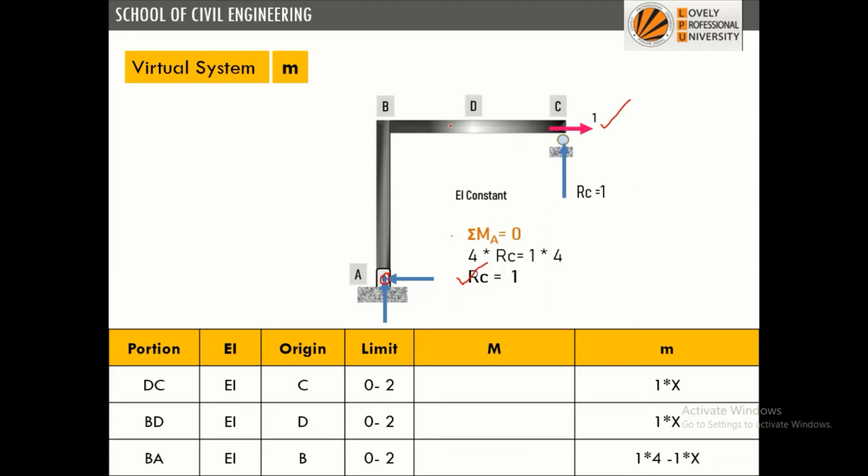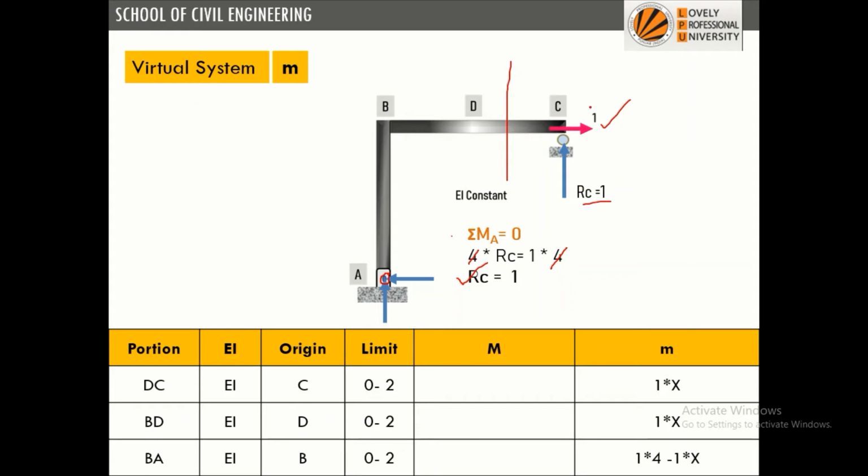It is 2 plus 2, 4. And what about this unit load? It is again at a distance of 4 meters. So we can write 4 into RC is equal to 1 into 4. So 4 cancels out and we get RC is equal to 1. So we'll try to formulate the bending moment equation, small m. First portion is DC.